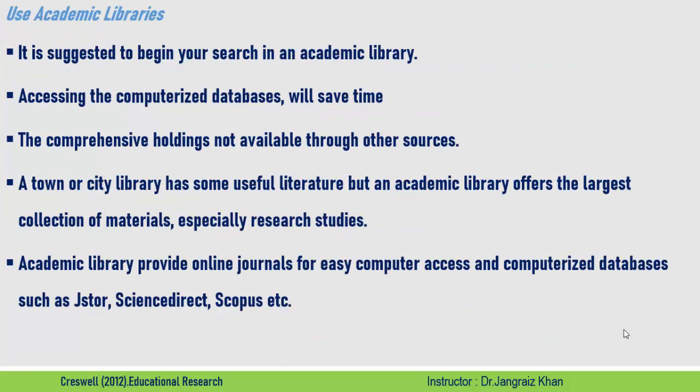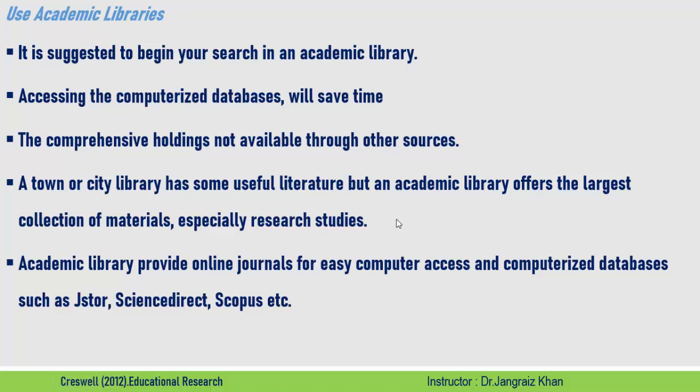In locating literature, the researcher can use academic libraries. It is suggested to begin your search in an academic library. Accessing the computerized databases will save time. Now, in this advanced era, in the 21st century, computerized databases are available, and accessing these databases saves the time of the researcher. They offer comprehensive holdings not available through other sources. A town or city library has some useful literature, but an academic library offers the largest collection of material, especially research studies.